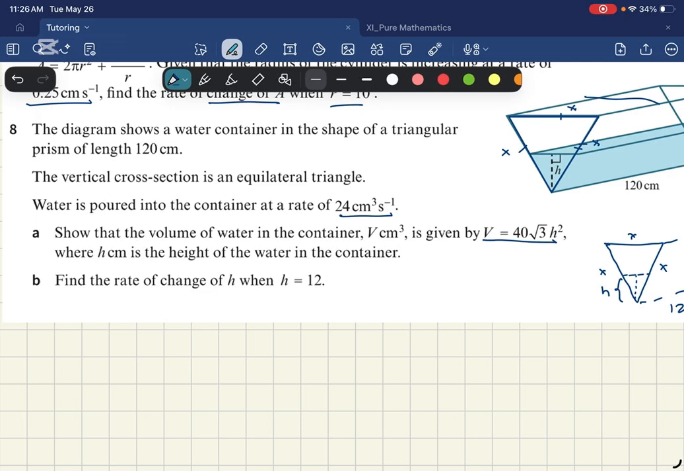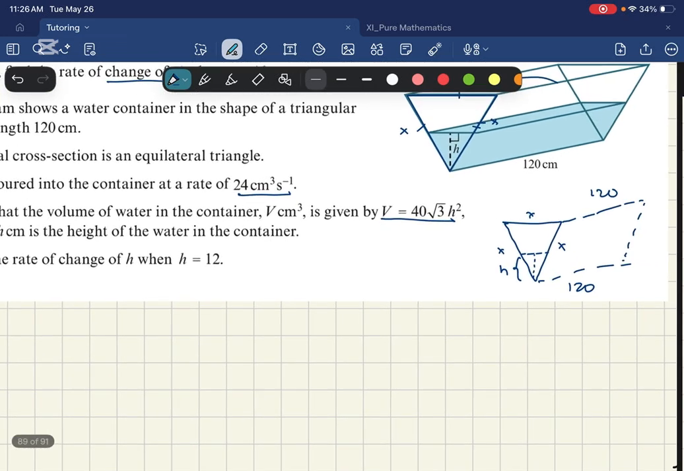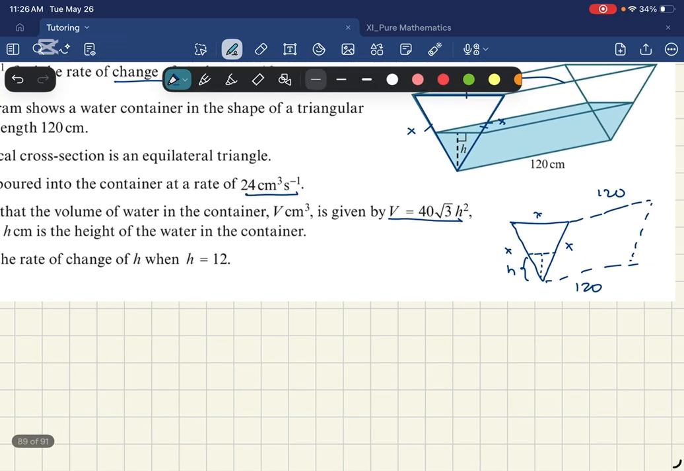Okay. So now, what is going to be the volume of the water here? Well, it's going to be the area of the triangle formed by the water times 120, right? Centimeters, right? So it's going to be times 120. And we'll assume the units to be in centimeters.